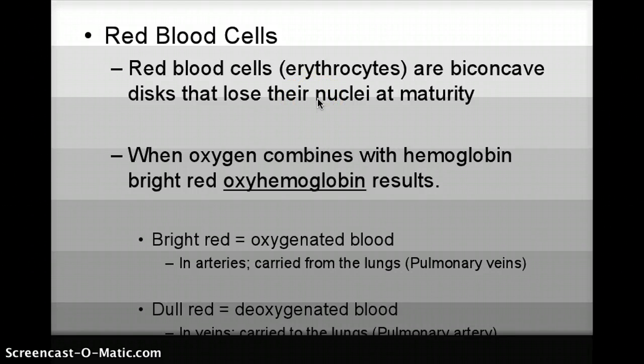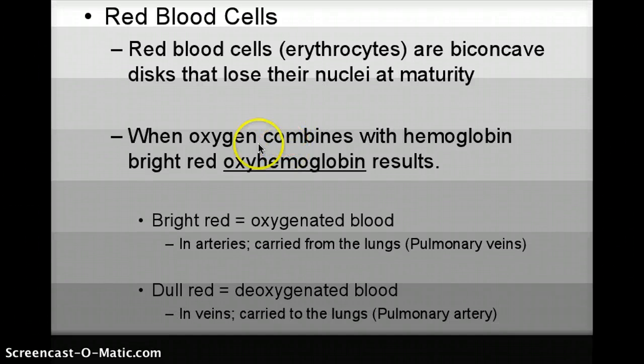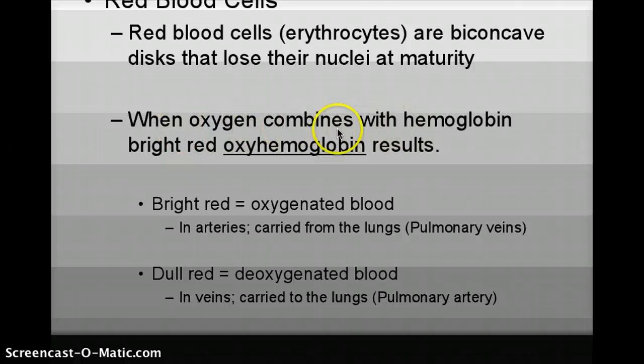So in terms of a CSI, when they're testing for blood, they don't actually look at your red blood cells. They're actually looking for the other type of blood cell, that being your white blood cell, that does contain the nucleus. Alright, when oxygen combines with hemoglobin, bright red oxyhemoglobin results.